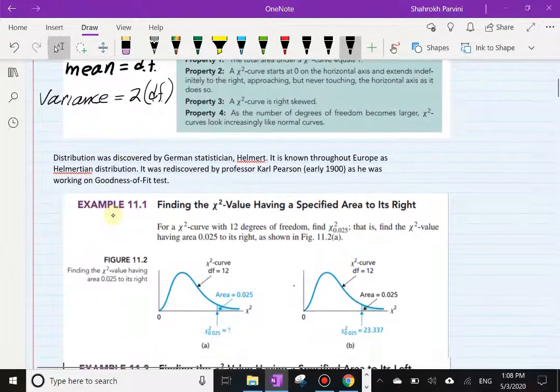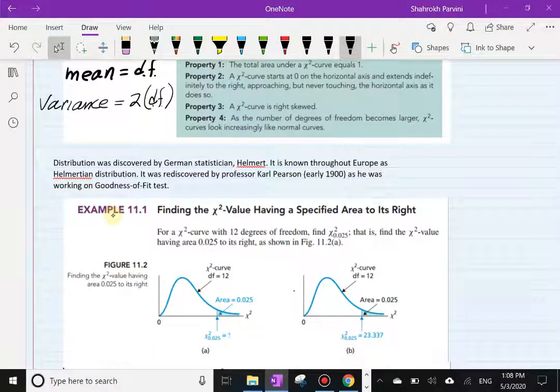So here's an example in the book. We're given a chi-square curve with 12 degrees of freedom. And on the left, part A, we want to find the chi-square value so the area to the right is 0.025. Now remember the subscript notation here, in this case 0.025. That means we want the area to the right to be 0.025. So that's what the subscript means.